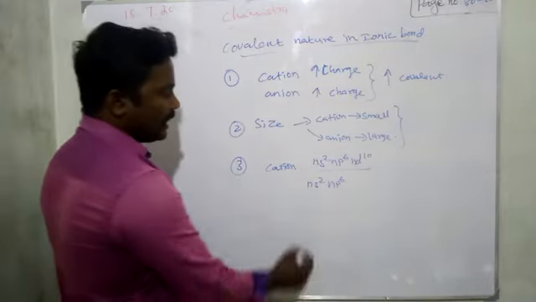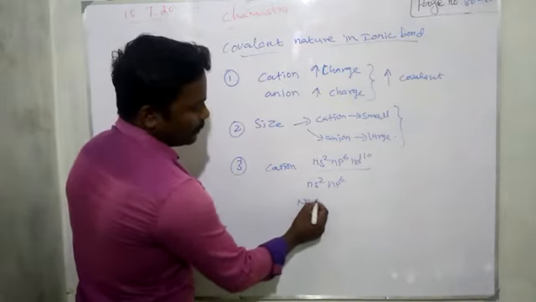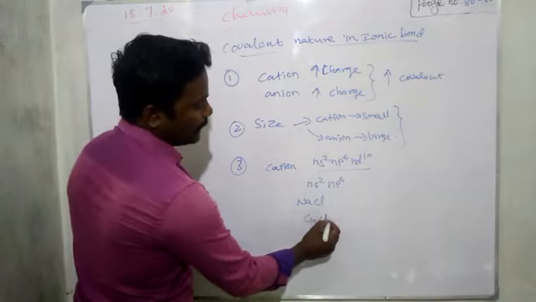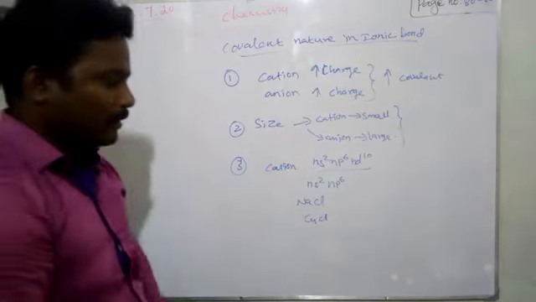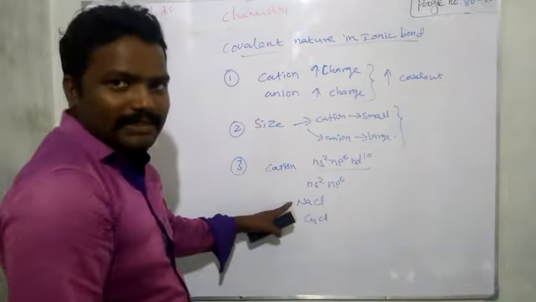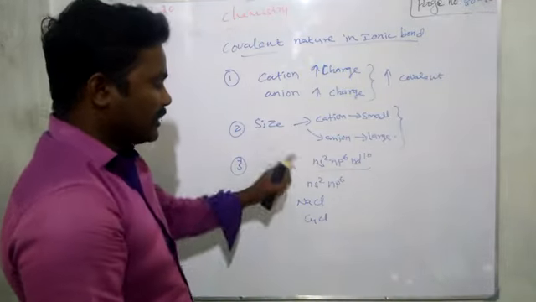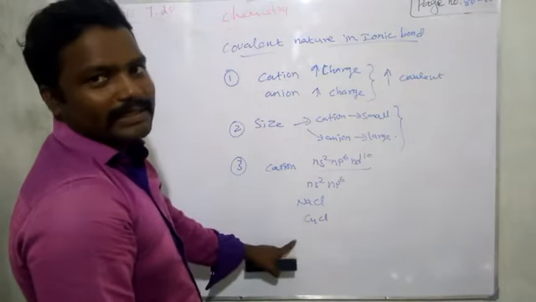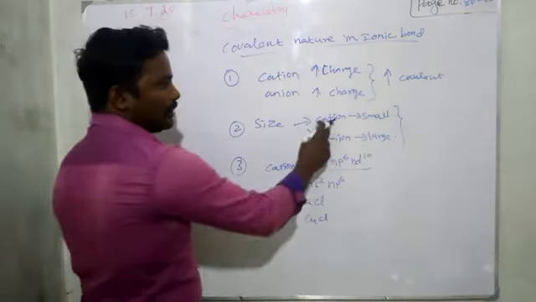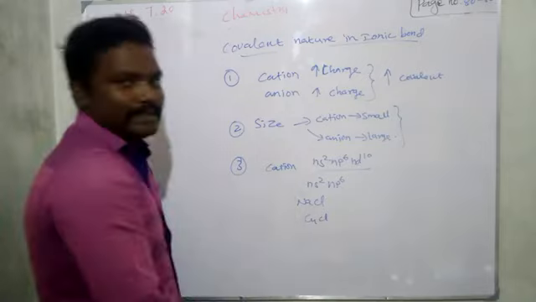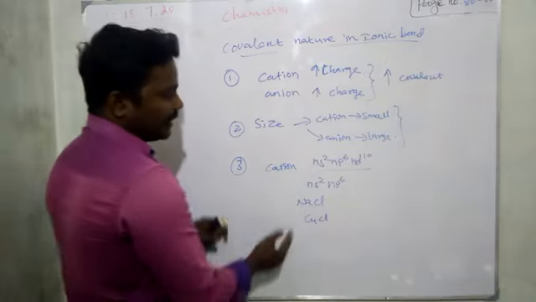Here also we can take the example of sodium chloride and copper chloride. Sodium has the larger size, copper has the smaller size. So that rule we can follow. Otherwise, we can compare the electronic configuration.